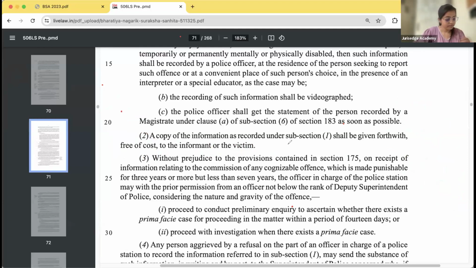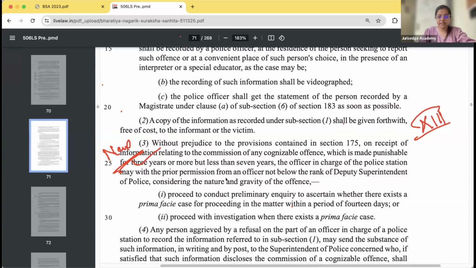Now, coming to the next provision, this is something which is not there under 173, clause number 3. This is a new clause. Don't be scared, guys. Only chapter 13 has so many changes. So just to reform these FIRs and the procedures and the loopholes in filing the FIR and everything, these kind of provisions are added. Otherwise, the whole CRPC is very much same to the new BNSS.